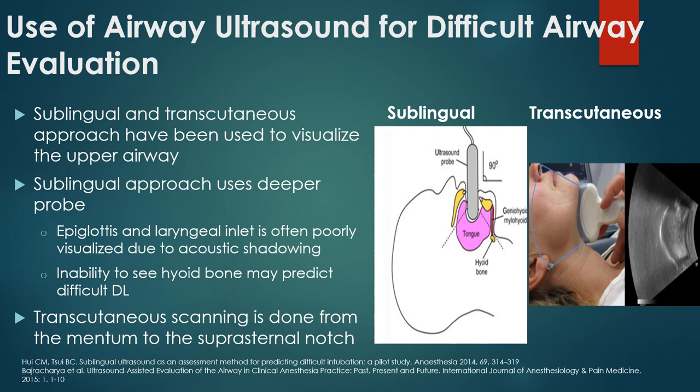A more highly used approach is the transcutaneous approach, as you can see on the right here, using a transducer where you get some transcutaneous scanning done from the mentum all the way down to the suprasternal notch. What you see here is structures that are relevant to airway management can be examined by ultrasound, usually just using a standard scan. But in this case, you can use a good scan to estimate tongue size.